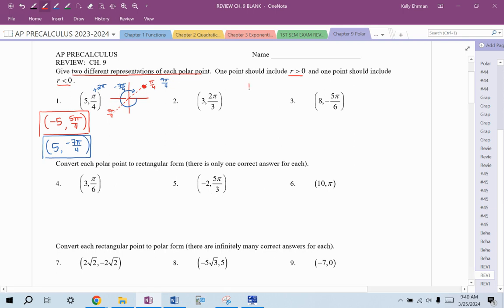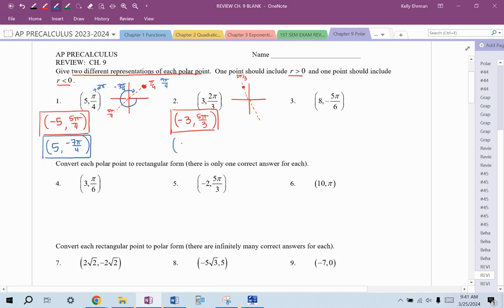All right, so same thing with number 2. So we're going to face 2 pi over 3 and walk forward 3 units. So here's 2 pi over 3. So my negative r, if I want to walk backward 3 units, I should be facing the opposite angle. So this is 5 pi over 3. So there's one answer.